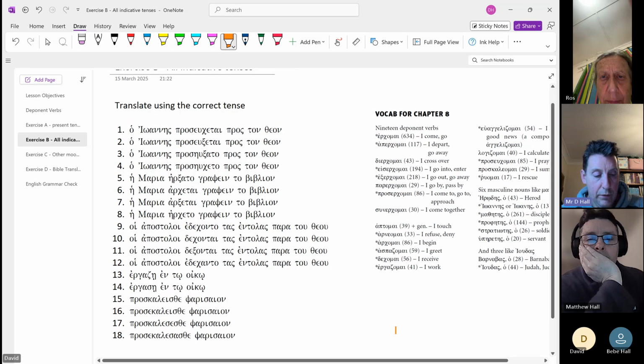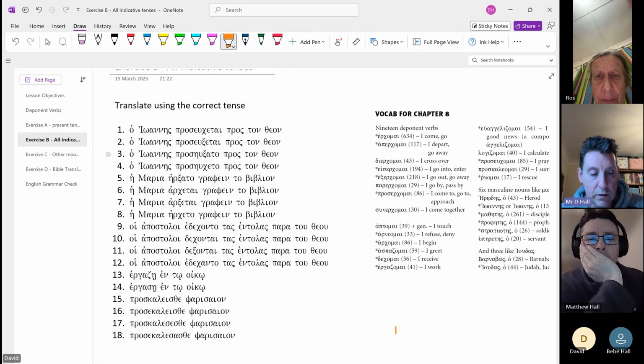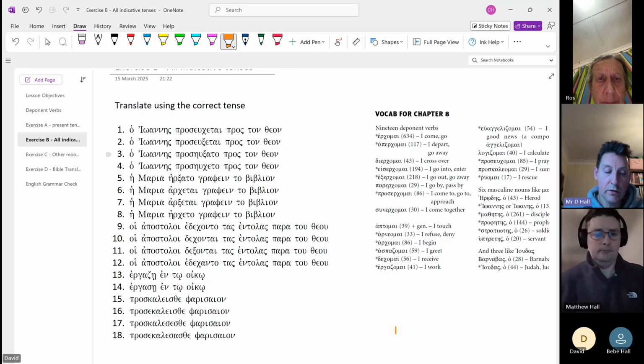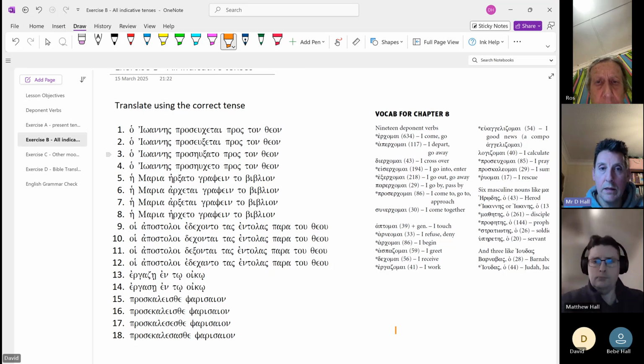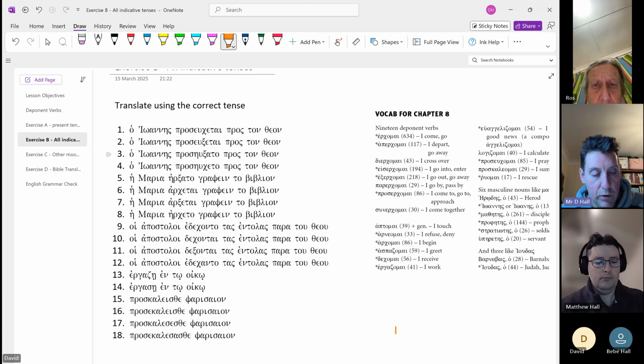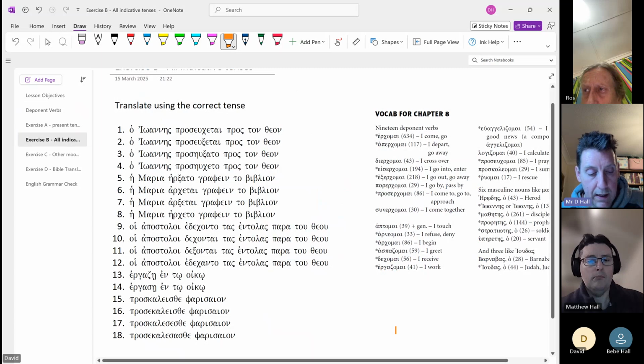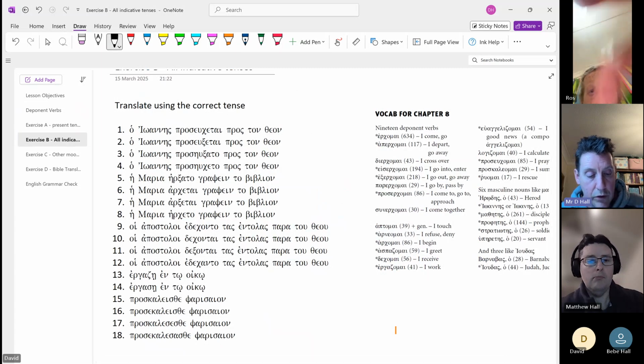Okay, so if we just look at the first group, maybe just see how they work together. The intention here is to work out whether we are looking at present, future, imperfect, or aorist. There are 4 different forms of the indicative mood here. In terms of number 1, 2, 3, and 4, we have similar words either side. So ho Ioannes, which is John, and John is doing something. So here we have a verb, proseuchetai.